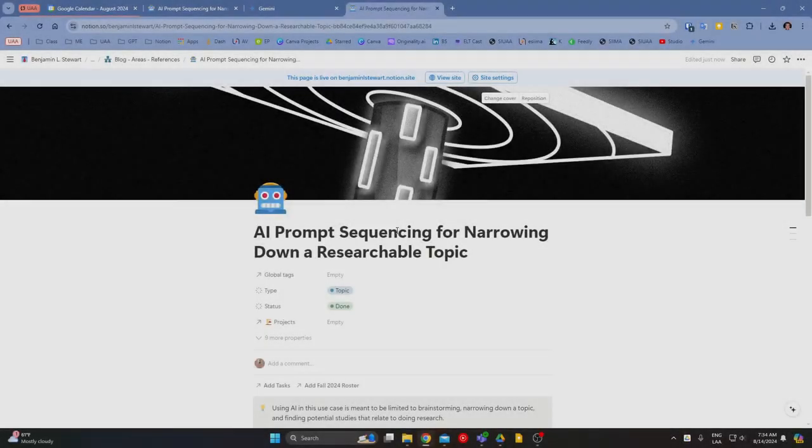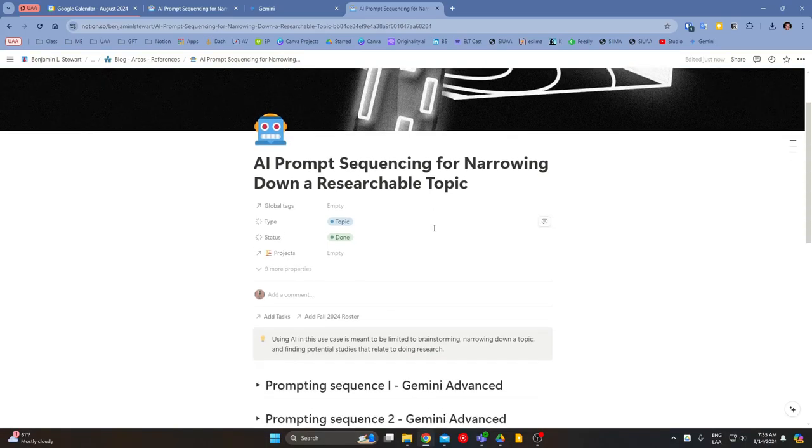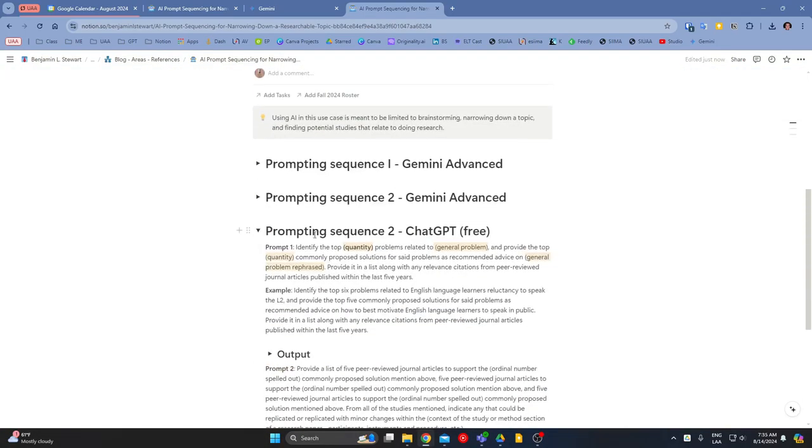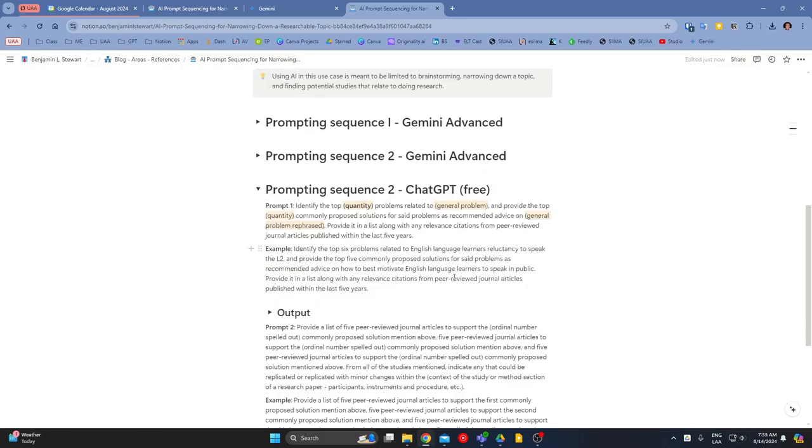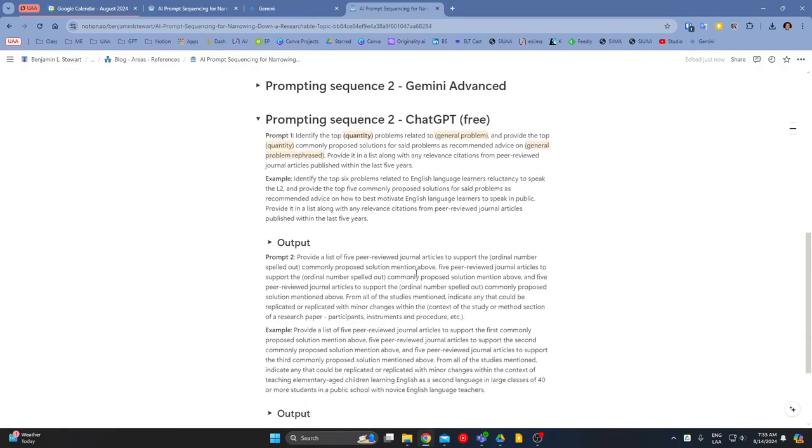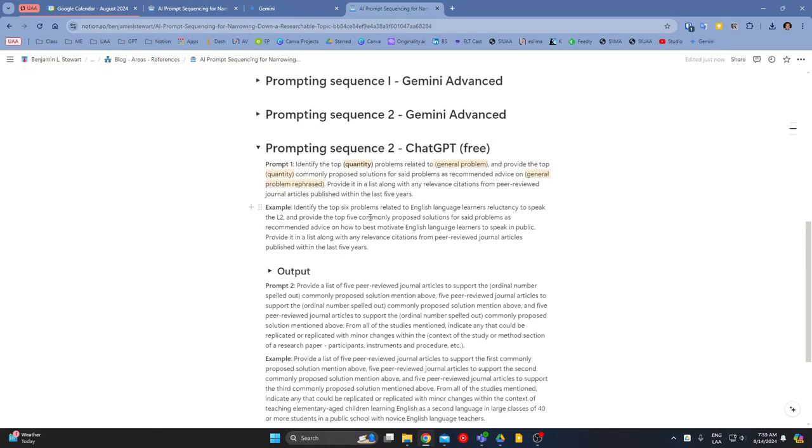In this video, I want to talk about AI prompt sequencing for brainstorming and narrowing down a researchable topic. Today, I'm going to talk about one prompt sequencing pattern from ChatGPT. You're encouraged to compare the output from this sequence with the other two that I've provided here from a Gemini Advanced. They're fairly similar, but you'll notice that there are some differences.